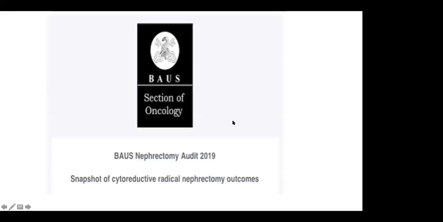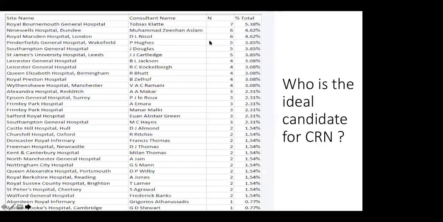And then BAUS did some audit for cytoreductive nephrectomy following the CARMENA trial. And they have collected data recently for a follow-up, 2 years follow-up for that. I didn't realize it myself, it turned out that I was doing more than most all across UK. There were 6 cases I did that year of cytoreductive nephrectomy.